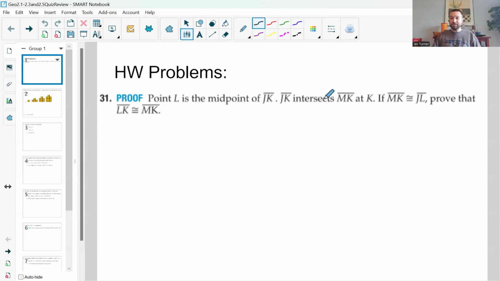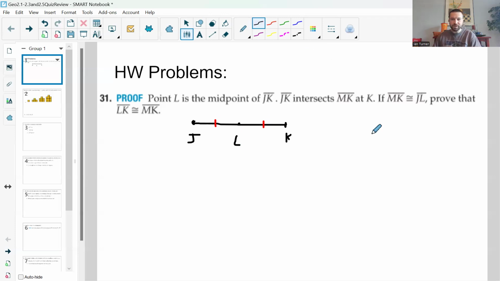Again, if you aren't given a picture for your proof, you should draw it. So that's where you should start. My segment isn't super straight there, but you get the point. We got JK. L is the midpoint. So right away on your picture, we know these segments are congruent because that's a midpoint. So mark that so you can see that.